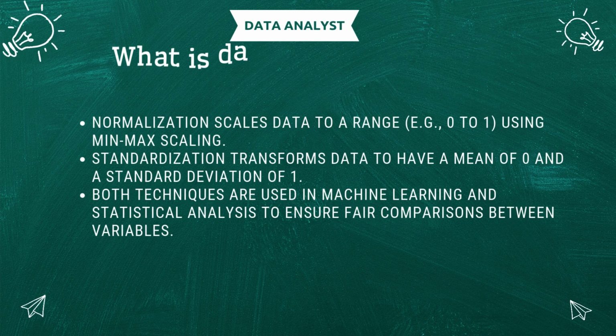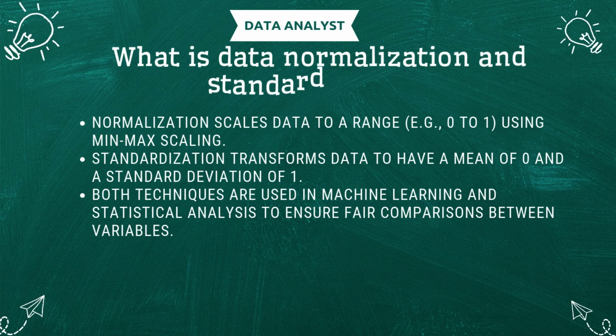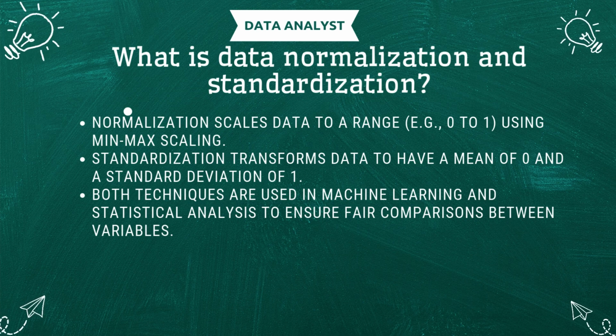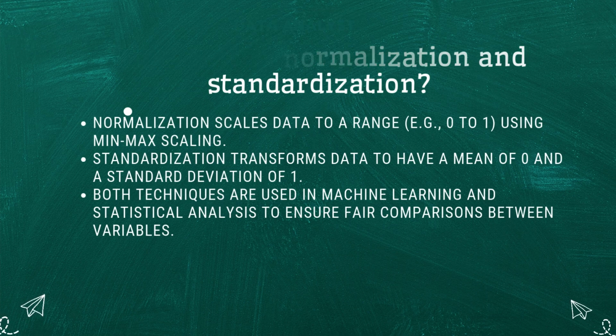What is data normalization and standardization? Normalization scales data to a range, for example, 0 to 1, using min-max scaling. Standardization transforms data to have a mean of 0 and a standard deviation of 1. Both techniques are used in machine learning and statistical analysis to ensure fair comparisons between variables.